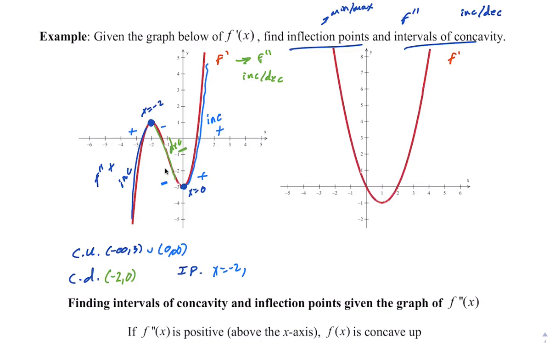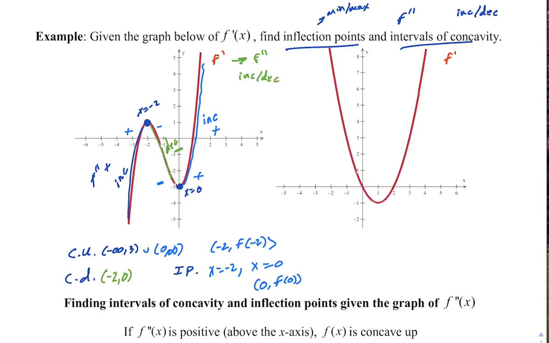So x equals 0. If we want the point, the best we could do is this: -2 and f of -2, and then 0 and f of 0. It's the best we can do for a point because we don't actually have the y values. So that's the first example, right? A little tough, I know. A little tough. Let's do another one.